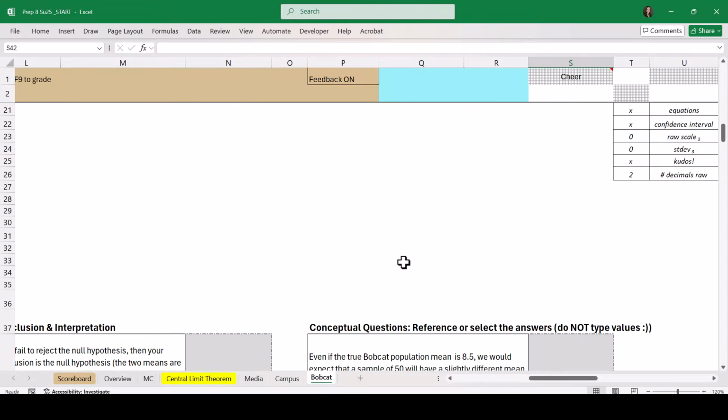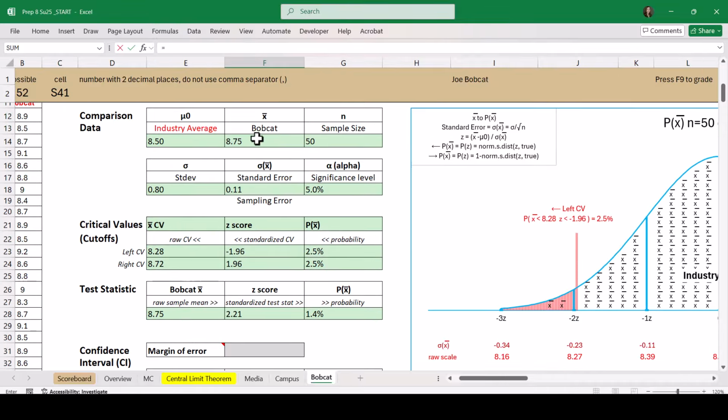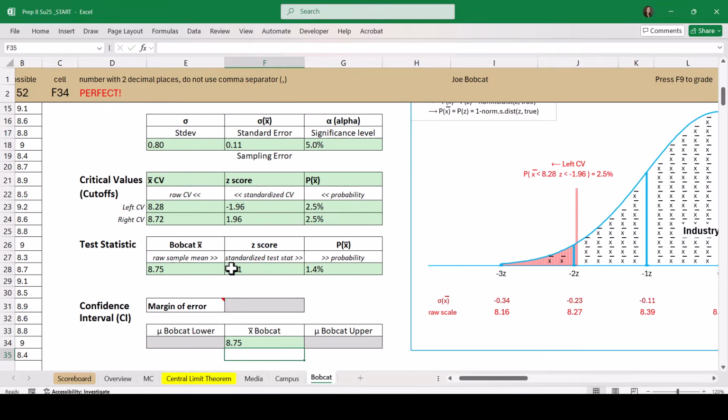All right, the last thing we'll do is the confidence interval. So we are going to compute the confidence interval for the population mean for Bobcat. We know the sample mean based off of 50 customers, but we want to know the population mean for all customers. So to do that, first we got to compute our margin of error. So we start the margin of error with the critical value for a two-tailed test, which is norm.s.inv, and it's 1 minus alpha divided by 2, close your parenthesis, and then multiply it by the standard error.